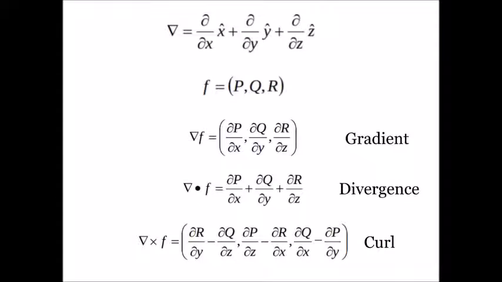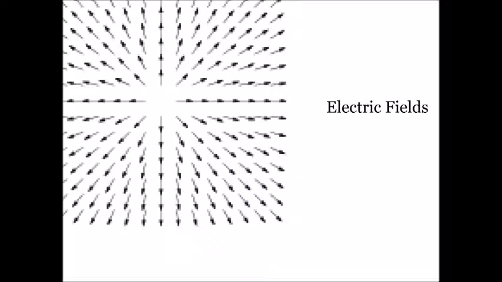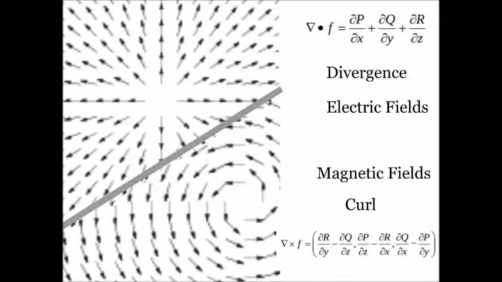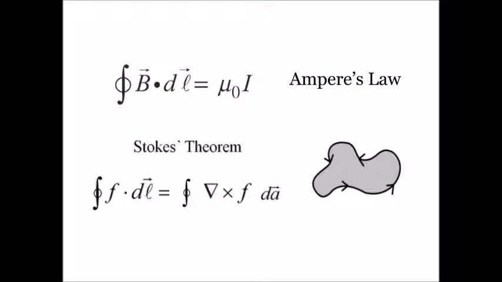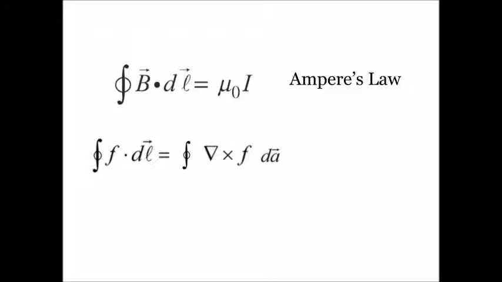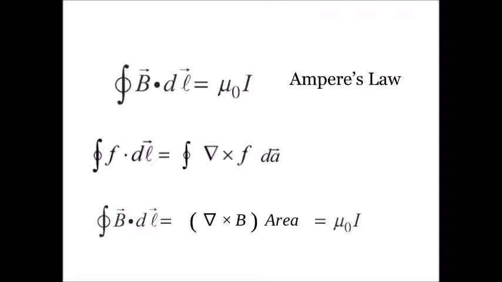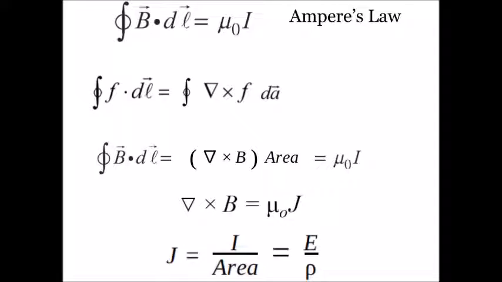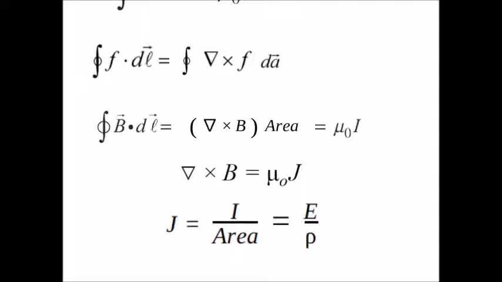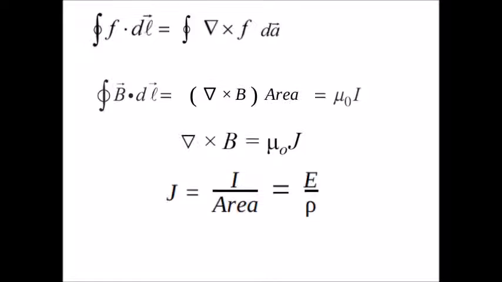Because vector calculus is our way of describing the difference between electric fields and magnetic fields and how they look and how they work. All right, back to Ampere's law and Stokes' theorem and our next step, which involves the current density. If you're wondering where area came from there, J is current density, current per area. The curl of B, or del cross B, is equal to mu naught J.